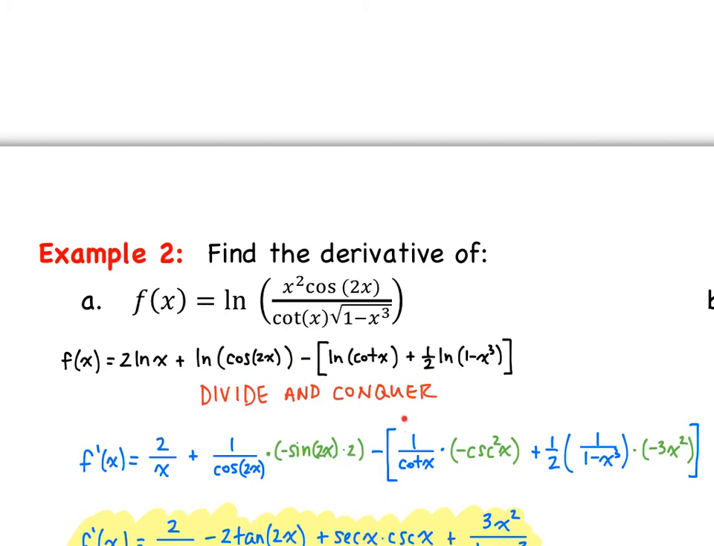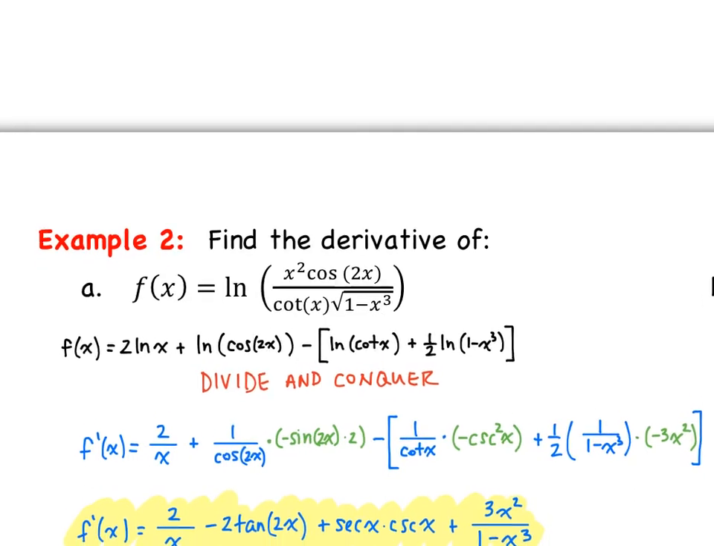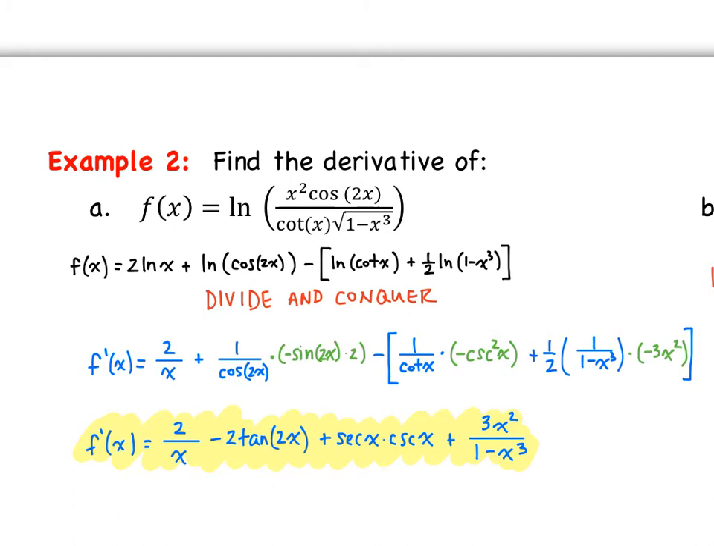Then we have minus this entire quantity, so the derivative of ln of cotangent of x is 1 over cotangent of x. Chain rule. The derivative of cotangent is negative cosecant squared, so remind yourself about all these trig functions. Then plus 1/2, the derivative of ln of 1 minus x cubed is 1 over 1 minus x cubed, and then the chain rule of 1 minus x cubed is negative 3x squared. So after that, now it's just a matter of cleaning everything up. And here's what we get as our final answer.